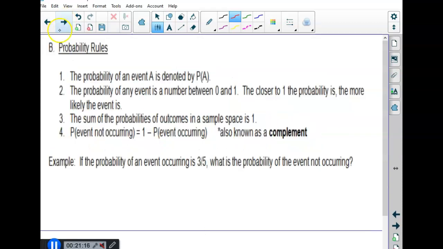All right, we're going to talk a little more specifically about probability rules. The probability of an event is denoted by P of whatever the event is, okay? P of tails, whatever you want. The probability of an event is always a number between 0 and 1. The closer to 1 it is, the more likely the event is to happen.